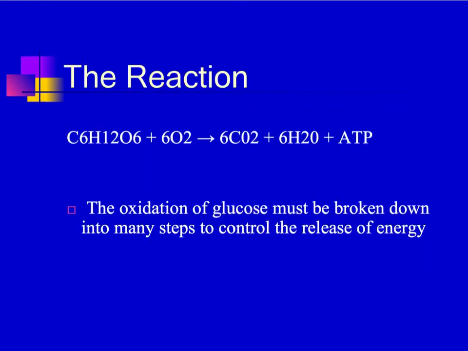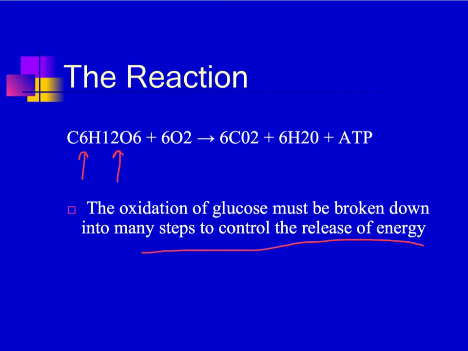The reaction that we focus on, as far as what the cell is going to break down when we're talking about all these processes, is the breakdown of glucose. Obviously other things are broken down, but this is the easiest one to follow. And of course these numbers right here should be subscript: C6H12O6 plus 6 oxygen yields 6 carbon dioxide plus 6 water plus ATP.